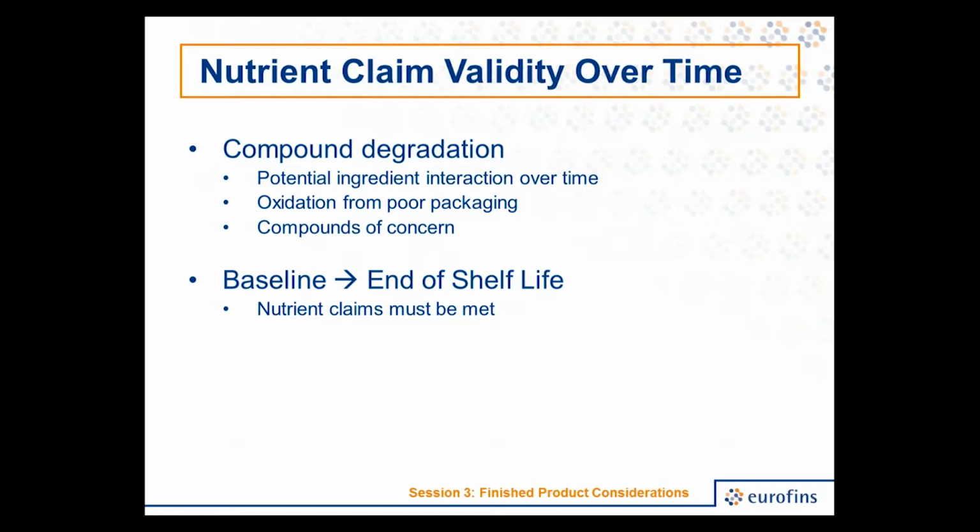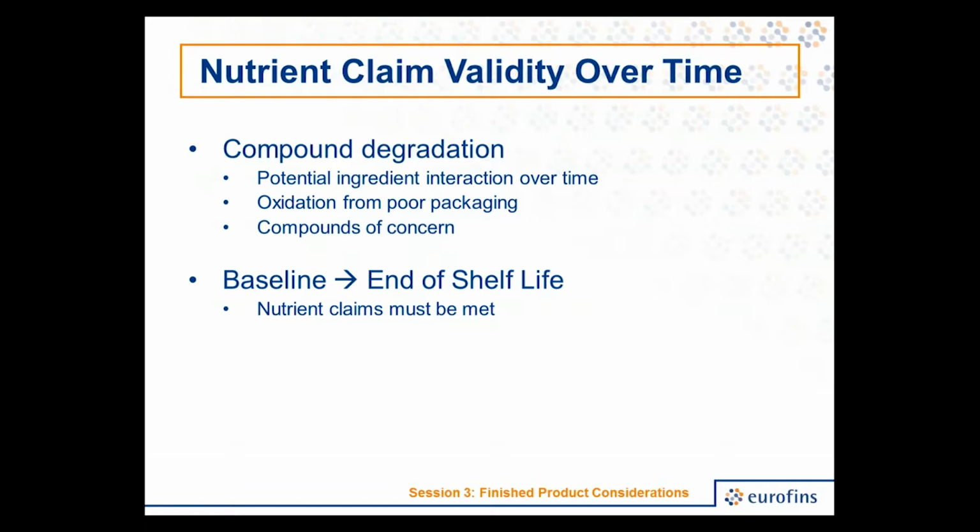So if you're claiming vitamin A, whatever you're listing on your label, there must be enough vitamin A in that product at the end of the study to support that claim. If there's not, you can't make that same length of shelf life claim, essentially. So compounds can degrade due to several things. Vitamin A specifically is susceptible to light. There are certain compounds that will interact with each other during the process over time.